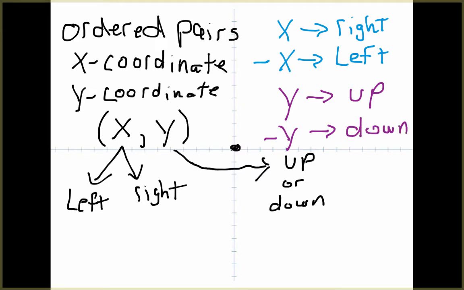Now, I want to show you some things of what not to do, a common mistake I've seen a lot of students make. Let's look at an ordered pair here. Let's say we have -3, 2. -3, that's our x coordinate. We're going to start at the origin, and I'm going to move 3 spaces to the left of the origin. So I get to that point there.